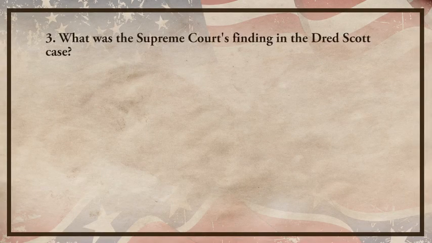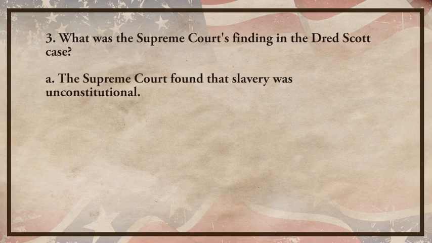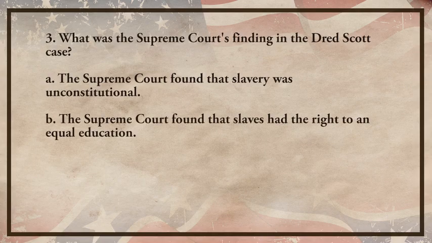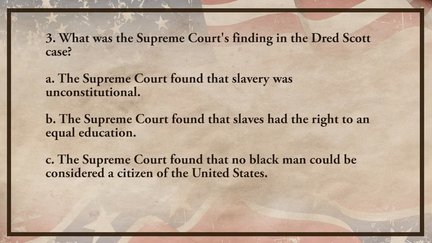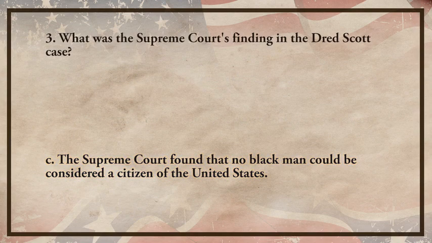Question 3. What was the Supreme Court's finding in the Dred Scott case? A. The Supreme Court found that slavery was unconstitutional. B. The Supreme Court found that slaves had the right to an equal education. C. The Supreme Court found that no black man could be considered a citizen of the United States. D. A and B. If you answered C, you know that the Supreme Court's finding in the Dred Scott case was that no black man could be considered a citizen of the United States.